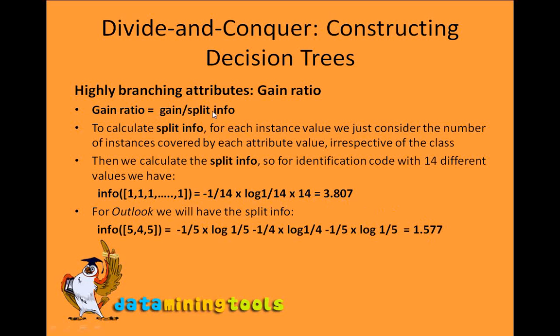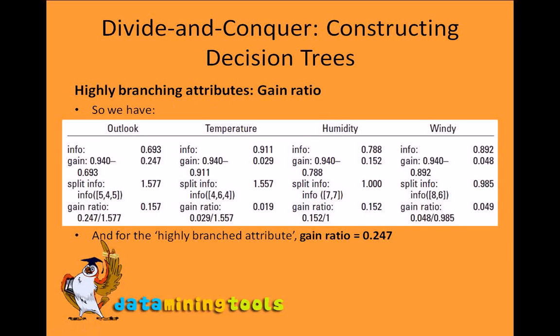If the split info will increase, the gain ratio will decrease. And finally, we are going to go ahead with that attribute which has the highest gain ratio. So this is how we basically compensate for highly branching attributes. Now in this table, again, what we have done is, for each attribute we have calculated the gain info.